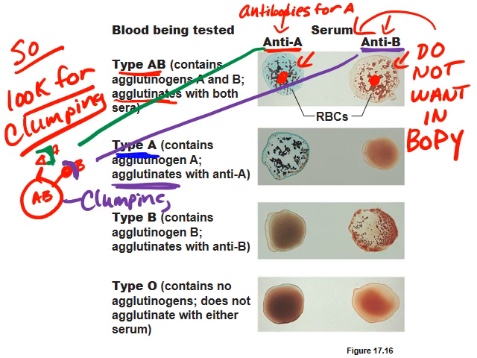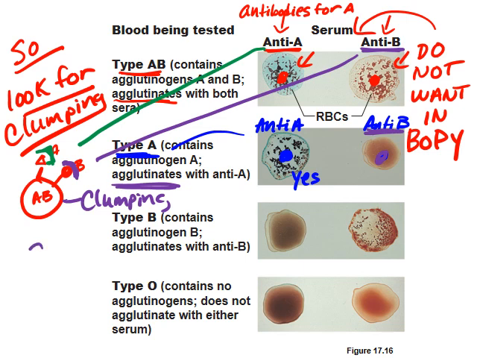I have just A. I put a drop of A blood and a drop of A blood. I put down anti-A. I put down anti-B. So if I have A blood, is the anti-A going to bind? Yes. Am I going to have agglutination? Yes.